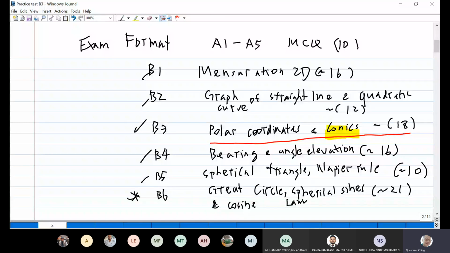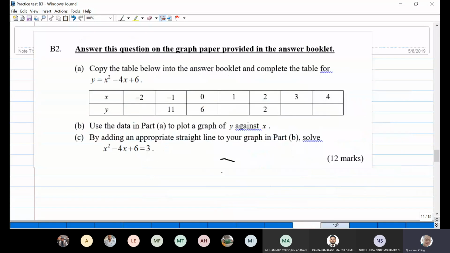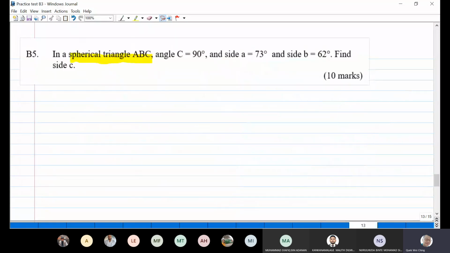But let me look at question B5. In a spherical triangle ABC, angle C is 90 degrees. Side A is 73, side B is 62, find the side C. So this one has a 90 degree angle, right? So that means you use Napier's rule, right?